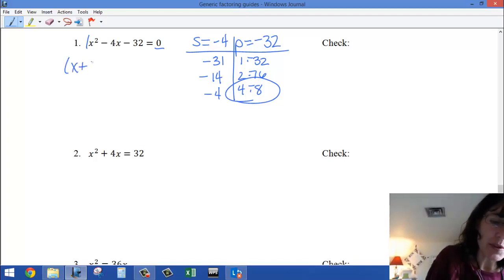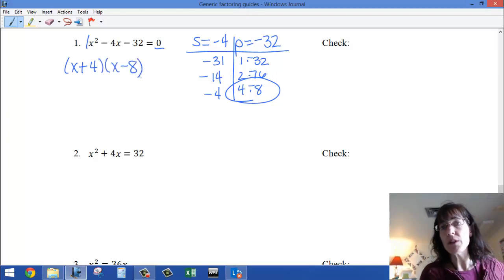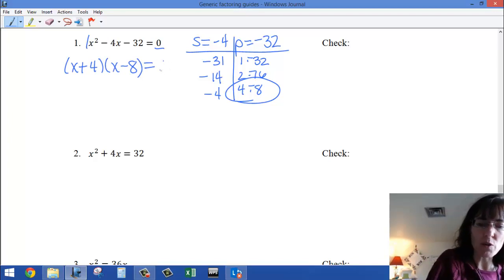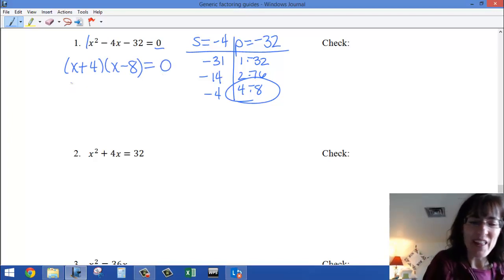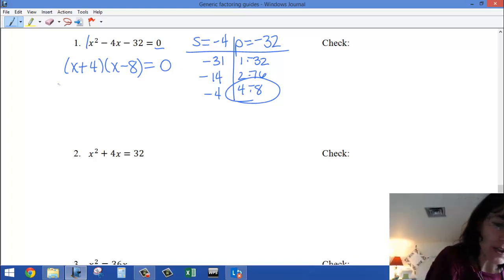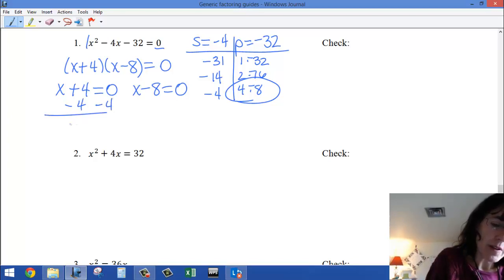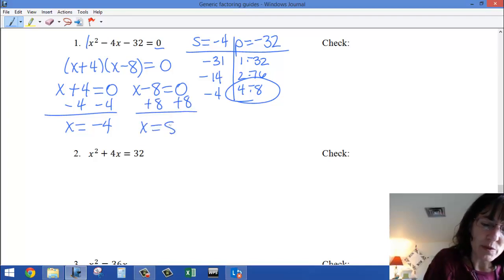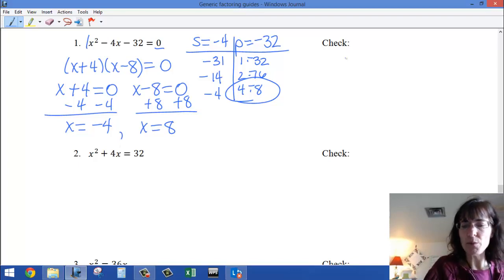So I have x plus 4, x minus 8, being very careful to keep the signs from my sum product table since I worked so hard on them. And then now I have it set to 0 with two things being multiplied. So each of those, this is the zero factor property, have to be set to 0. And then solve. X equals negative 4. And then add 8 to both sides here. X equals positive 8. So I have two possibilities there.